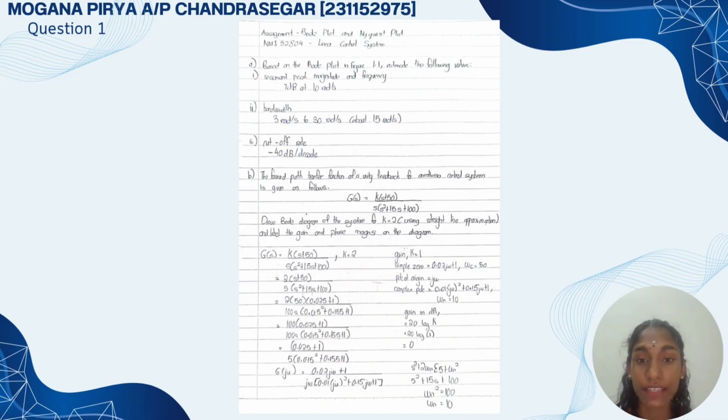I would like to explain the assignment question. The first is the gain in dB at 10 radian per second. The second question is the bandwidth, 3 radian to 30 radian, and the answer is about 50 radian per second. And the third is the cutoff rate, which is negative 40 dB per decade.